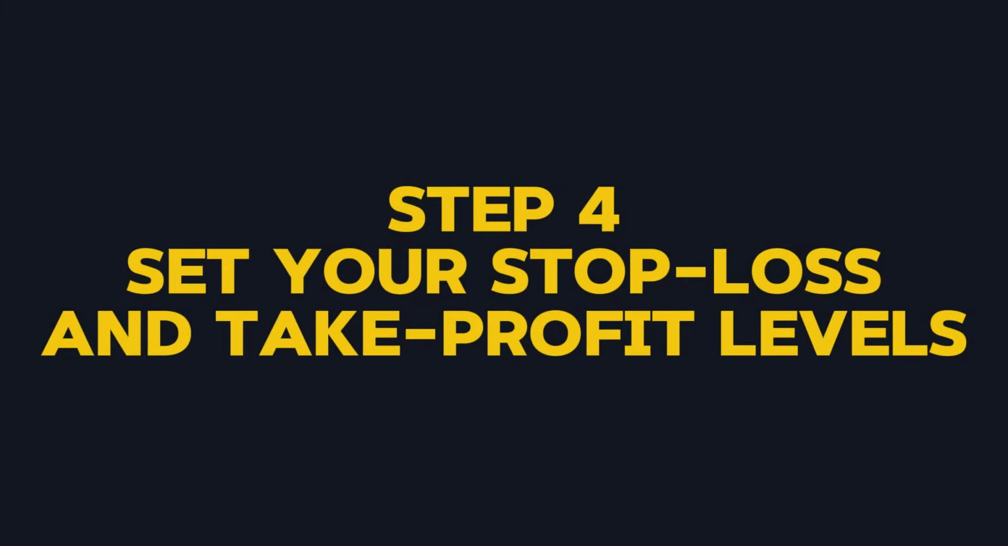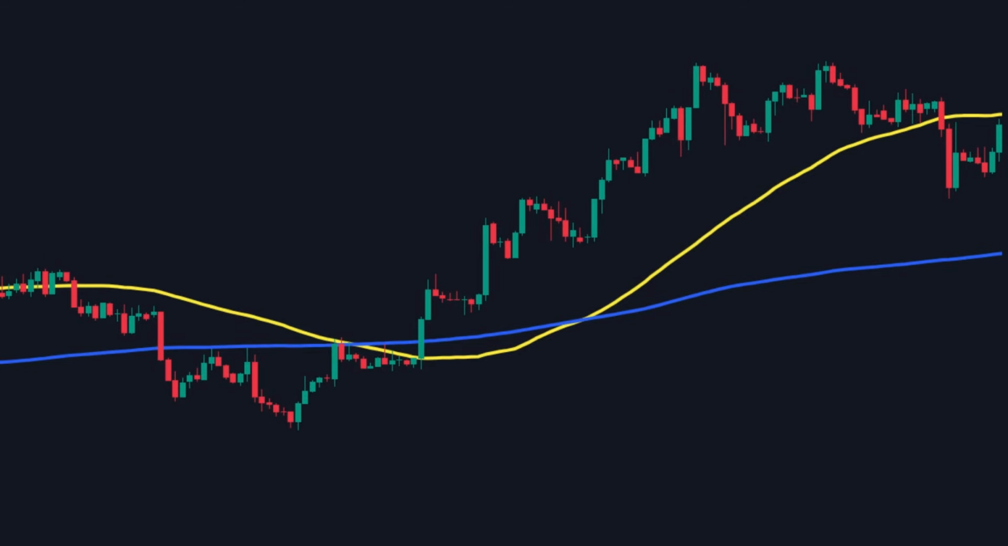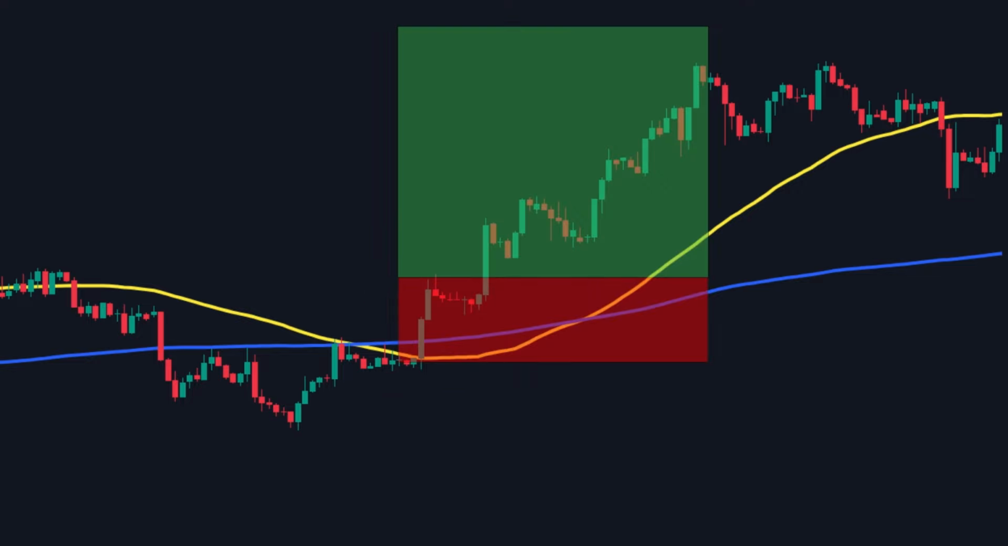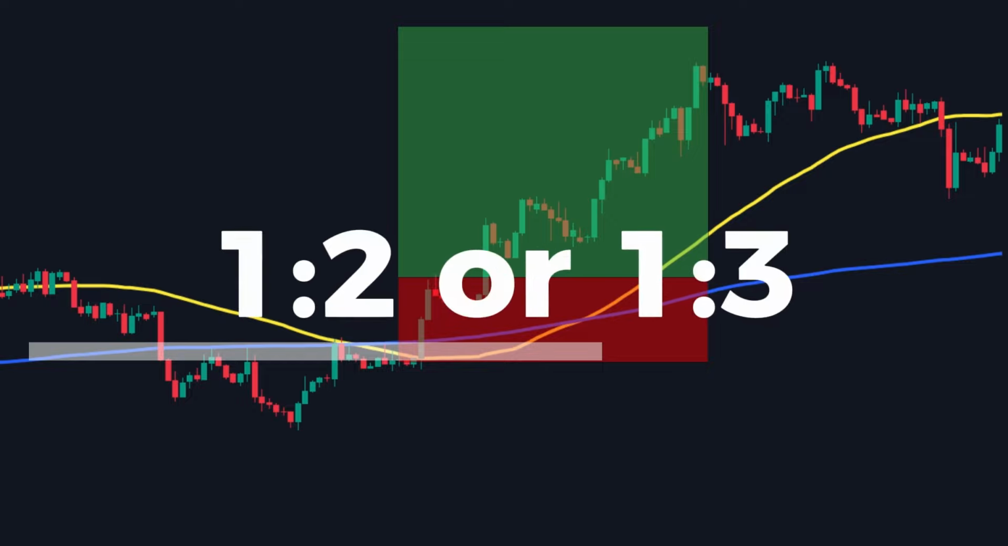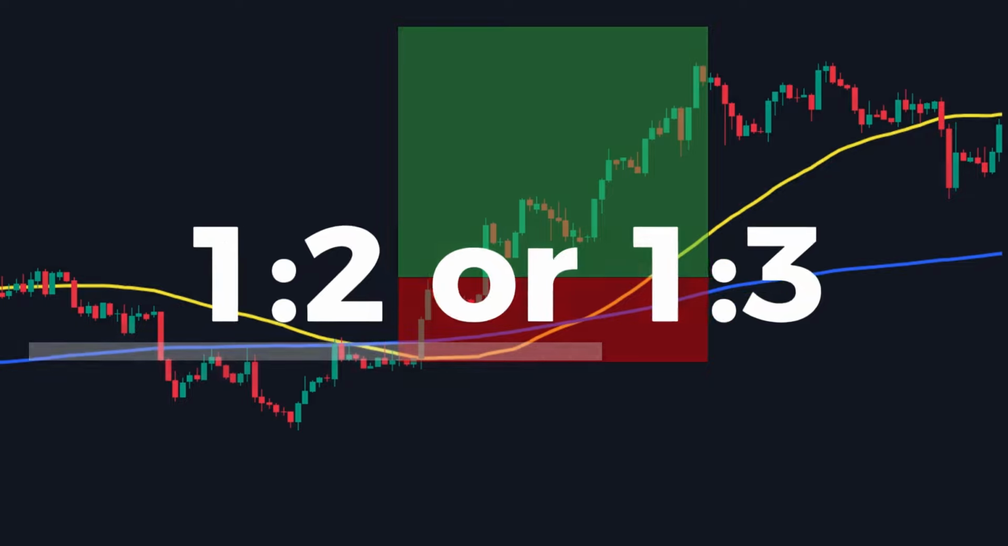Step 4. Set your stop loss and take profit levels. After entering the trade, risk management is crucial. The golden cross is a strong indicator, but it's still important to manage your risk properly. Stop loss. Place your stop loss just below the most recent low or the key support level. This will protect you if the market moves against you. Take profit. For take profit levels, look for the next resistance level or a key round number. Many traders also use a fixed risk to reward ratio, such as 1:2 or 1:3, to set their exit point. This ensures your profits are locked in and your losses are limited.